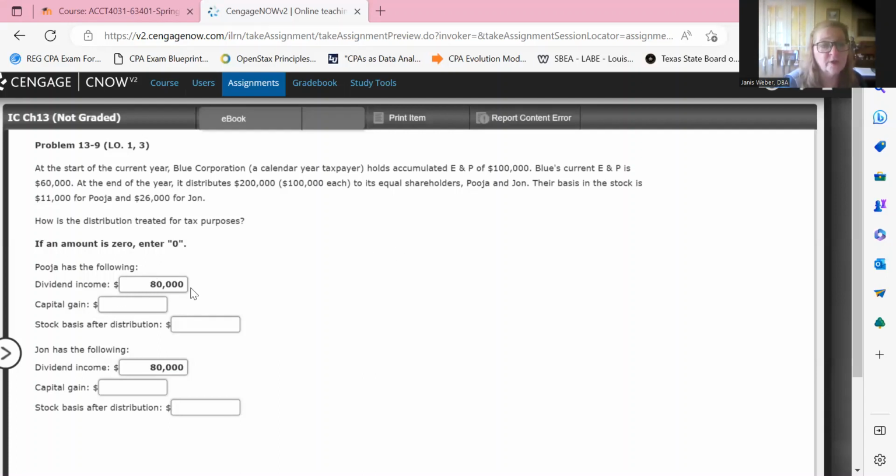So for Pooja, $100,000, and she had basis of, what is it, 11,000? Yes. So she's got a $20,000 gain minus, I wish I would have just subtracted that. It doesn't want me to edit. I can't see my formula bar, so I'm going to have to start over with that one. That's okay, I can do it.